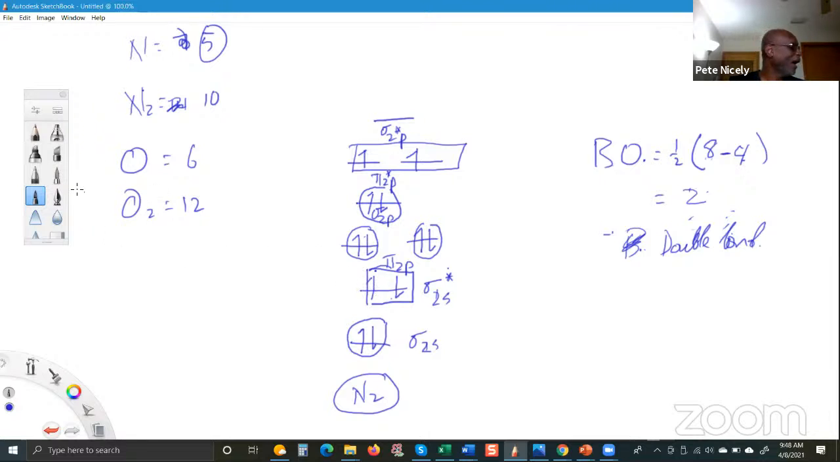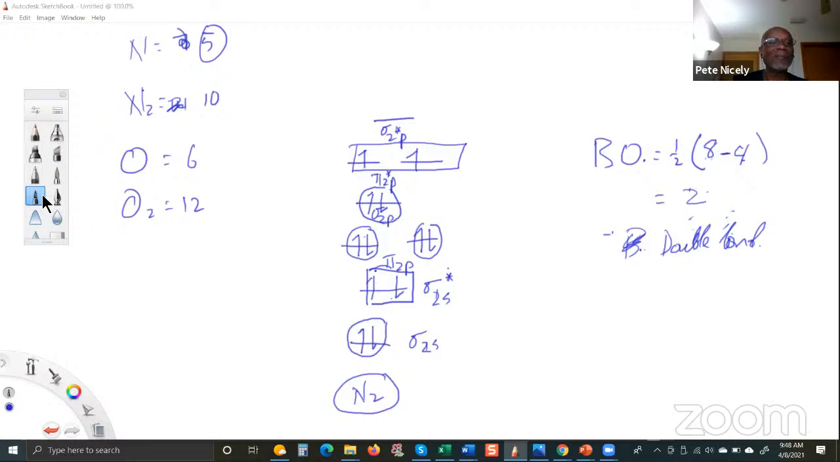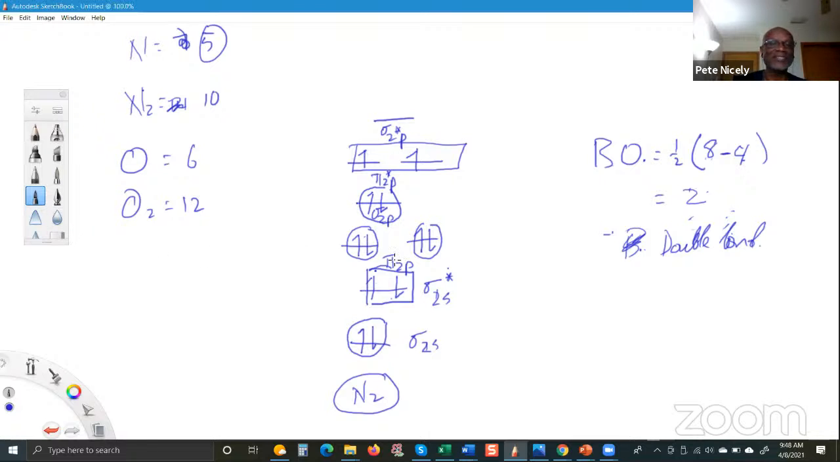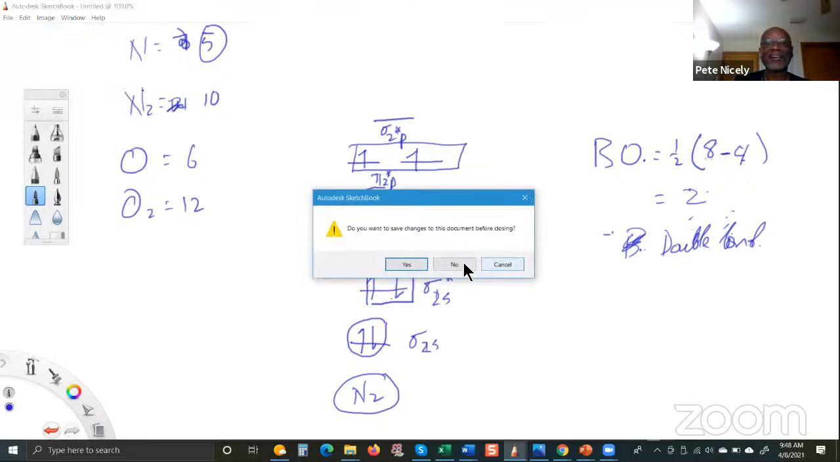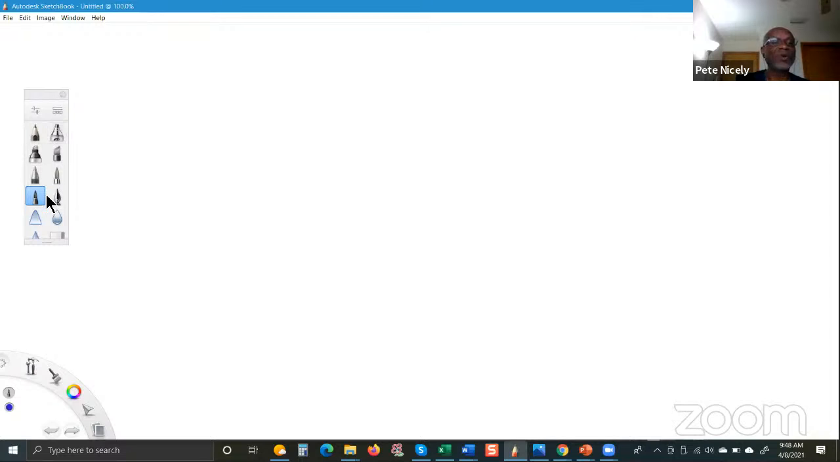Okay, let me do another example now. And this example is boron. So in order for me to do this, I have to erase, you know what, let me just clean up everything here. Okay, so in the case of boron, boron has 3 electrons on its outer shell. So therefore, for the boron molecule, that would be 6.